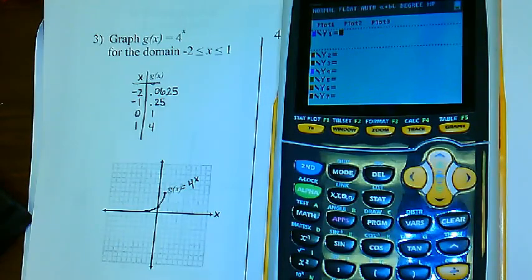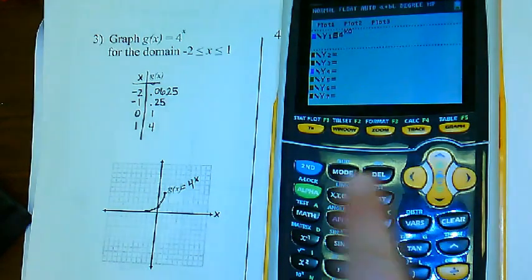Okay, so again, the domain tells me which exact x values I want. So I'm going to type this in. So again, 4, hit your little caret button, raise to the x. So all of these, if you haven't noticed, if it is an exponential function, you're going to have an x in your exponent. All right, x in your exponent.